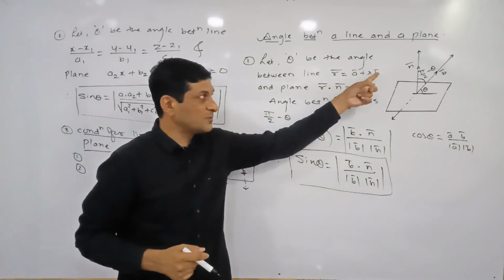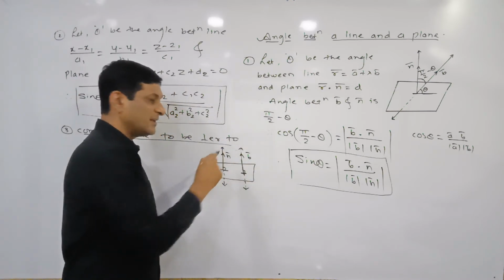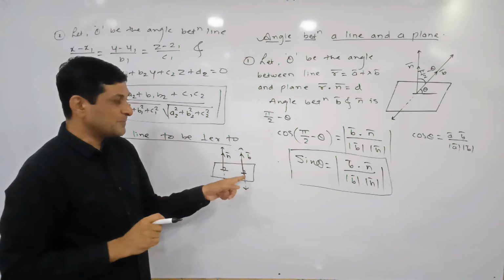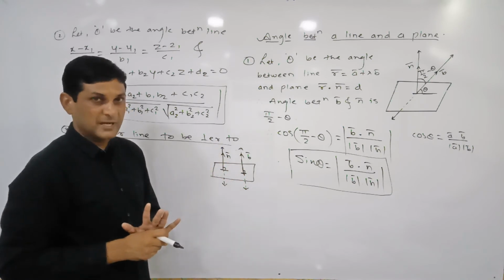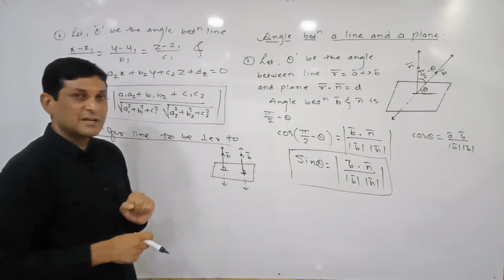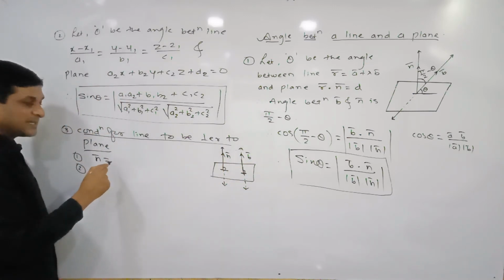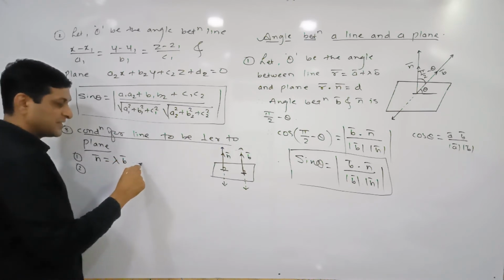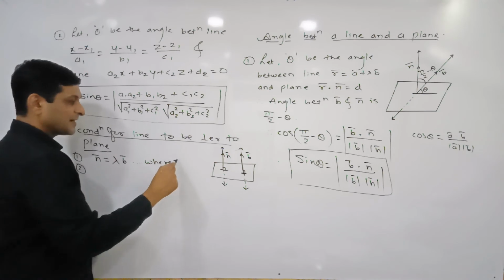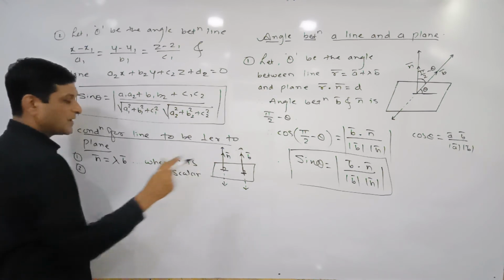So from this equation we can say that B bar is the vector along the line, and which is the vector along the normal? N bar. If the line is perpendicular to the plane, it will definitely be parallel to what? Normal. Here B bar and N bar are parallel to each other, and if two vectors are parallel, one vector can be expressed as a scalar multiple of the other, where lambda is a scalar. Hope you have got it.